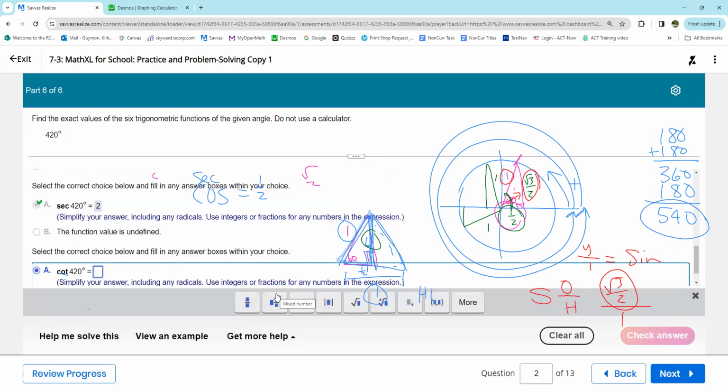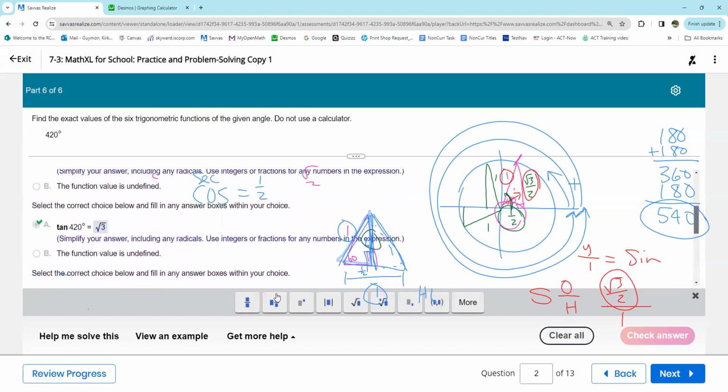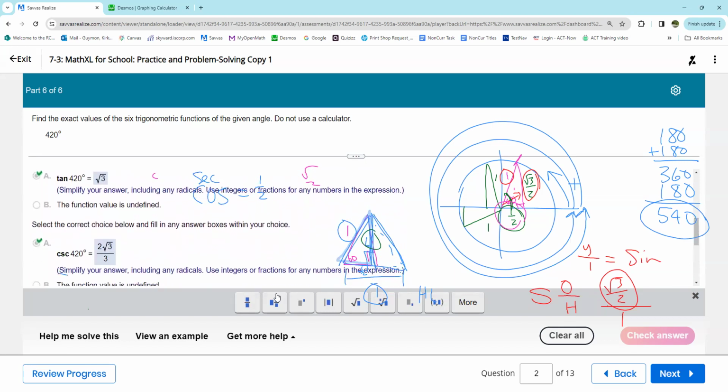Last one for the cotangent. We just need to flip over the tangent. Remember, up above there, what was the tangent? Tangent was a square root of 3. And if you remember, now let's just work it out. So a square root of 3 for tangent, which was correct, is like square root of 3 over 1. So cotangent, if we flip that over, will be 1 over the square root of 3.